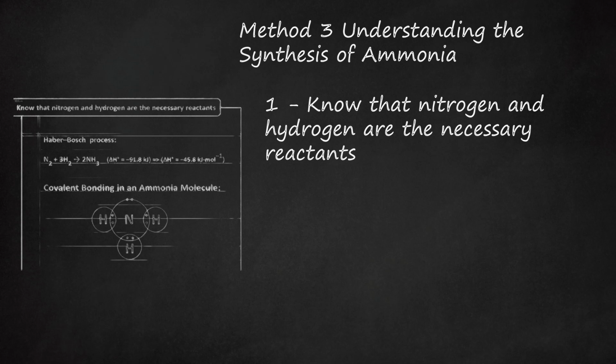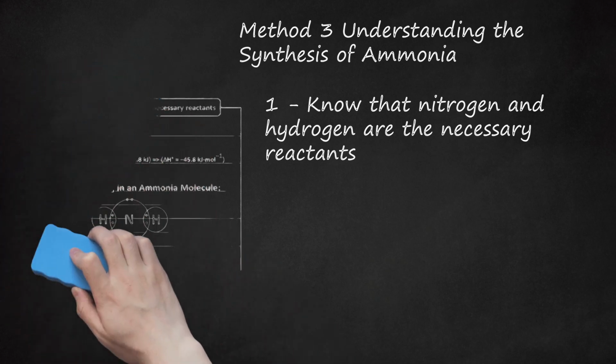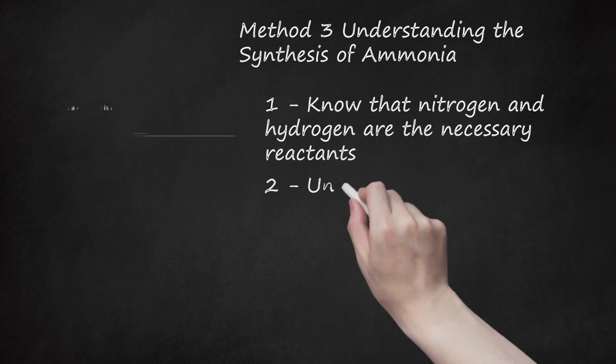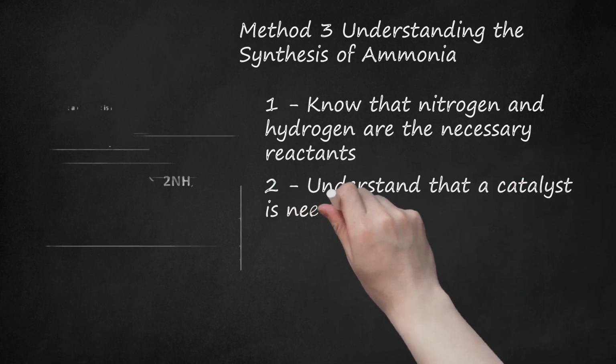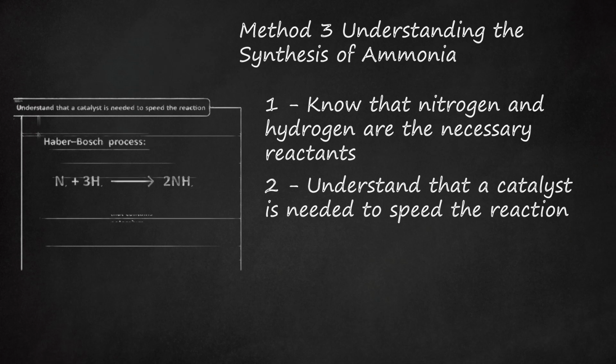This process is started by introducing a ratio of 3 hydrogen to 1 nitrogen into a chemical reactor that contains a catalyst. 2. Understand that a catalyst is needed to speed the reaction. You should first know that the catalyst does not directly react with the reactants. Think of it as a way to speed up the reaction that would happen anyway.